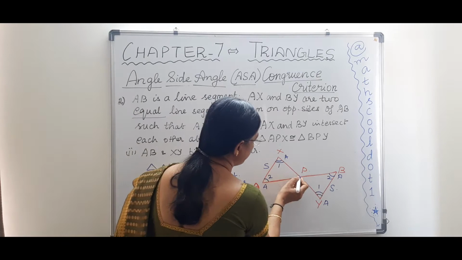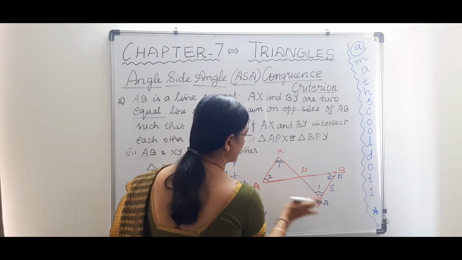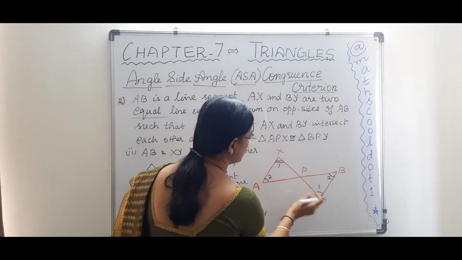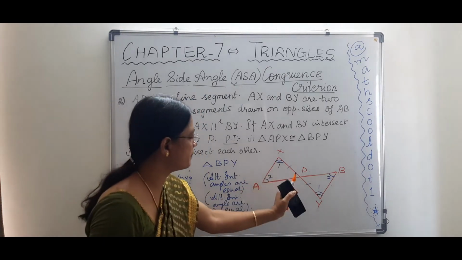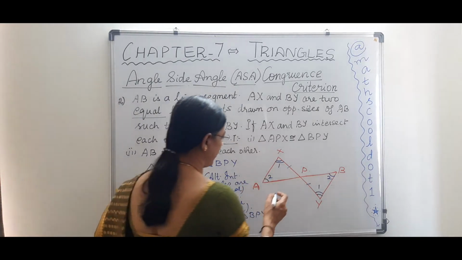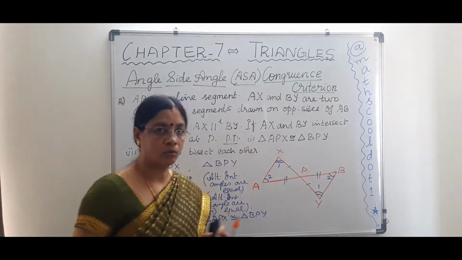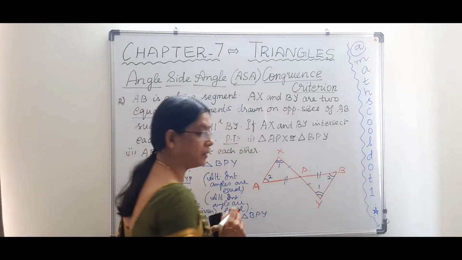So XP has to be equal to YP. So these two line segments, that is XP and YP, are equal. Likewise AP and BP are also equal. So since they are equal, P has to be the midpoint, right?